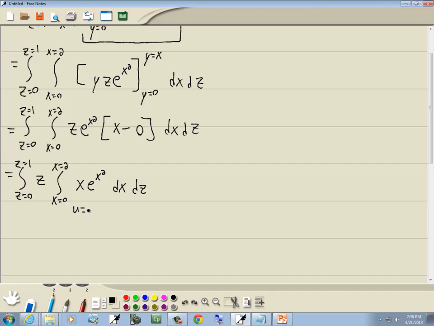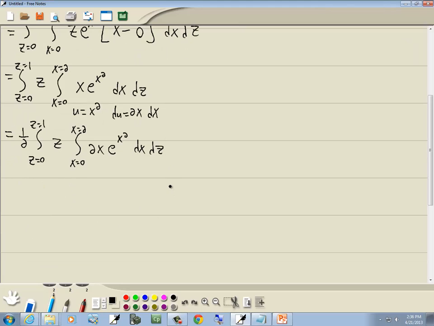We'll let u equal the power on e, so u is equal to x squared. du would be 2x dx. Well, we have the x, we have the dx, but we don't have the 2. And we can put the 2 in there. We have to offset it with the 1/2. And I'll put the 1/2 clear out in front so we don't have to worry about it. And then x equals 0 to x equals 2. And this is 2x e to the x squared dx dz.